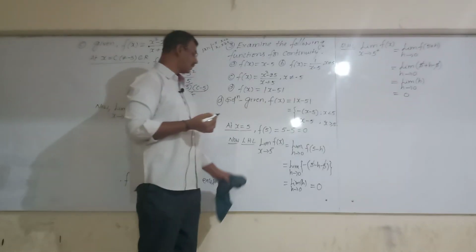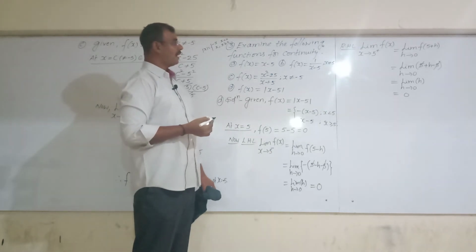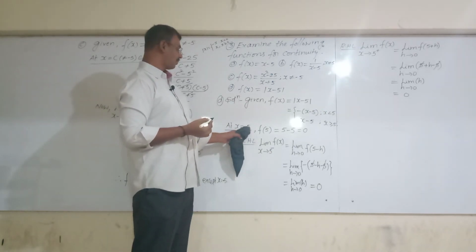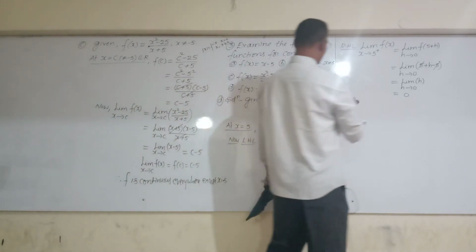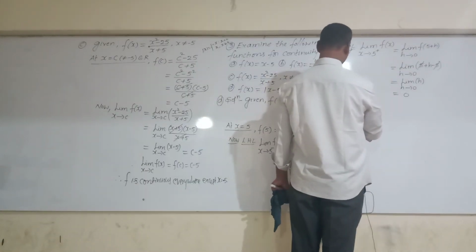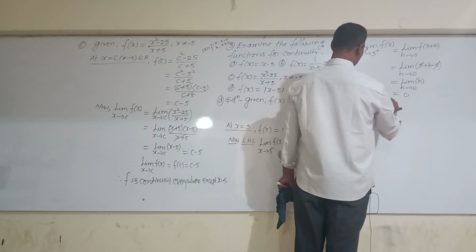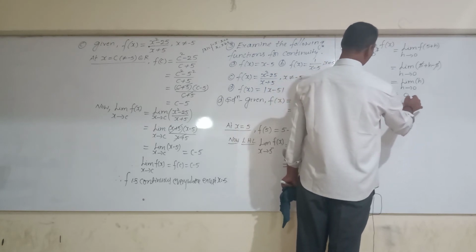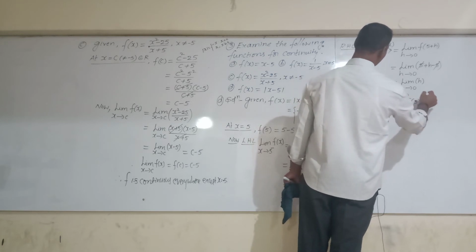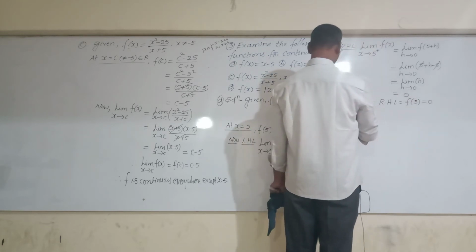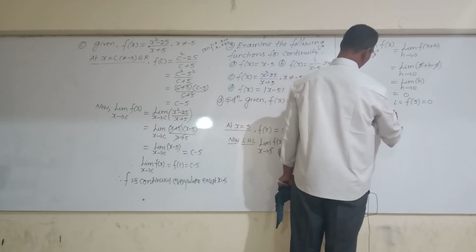Now we got the left hand limit equal to 0. The right hand limit is equal to 0. f of 5 is also 0. So we observe what? Therefore, the left hand limit is equal to the right hand limit is equal to f of 5, that is equal to 0. Hence, f is continuous.